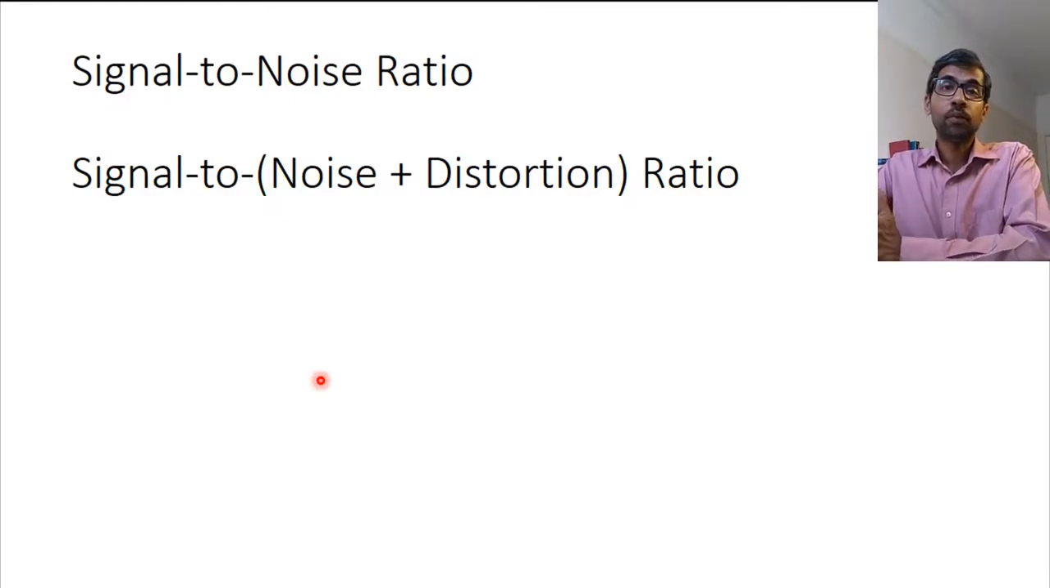Of course, you can talk about signal to noise ratio and signal to noise plus distortion ratio. They are very similar to DACs. What we are thinking about is when we are giving a sine wave input to our ADC, what is the noise that you get at the output? And what is the noise plus distortion that you get at the output? So those would give you the signal to noise ratio. The signal power over the noise power would give you the signal to noise ratio. Signal power over the noise power plus the distortion power would give you the signal to noise plus distortion ratio.